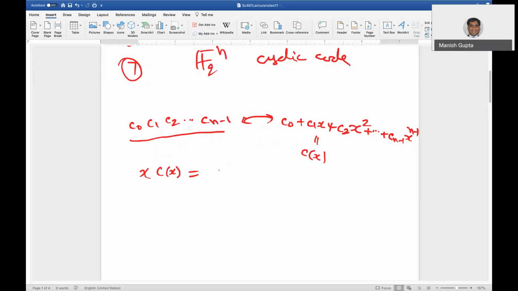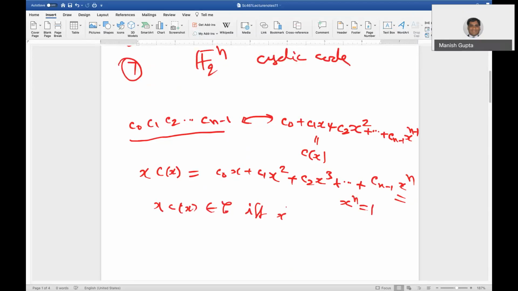It will be c0 plus c1x plus c2x squared plus c3x cubed plus dot dot dot plus cn minus 1 x raised to n minus 1. Now this will become again, by matching back to the code word from the polynomial, provided x raised to n is 1. So x cx belongs to C if and only if x raised to n is equal to 1.